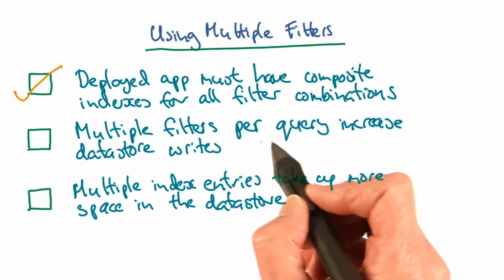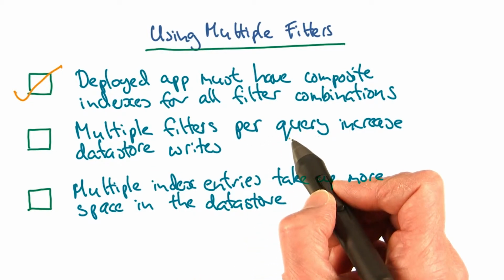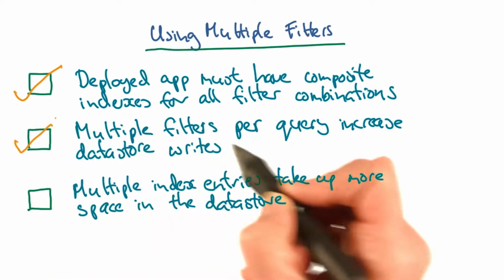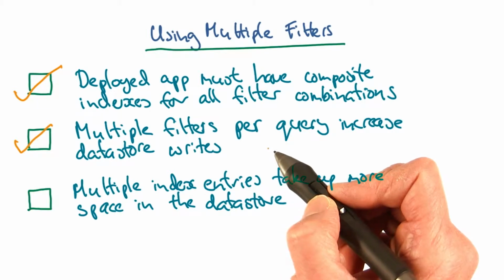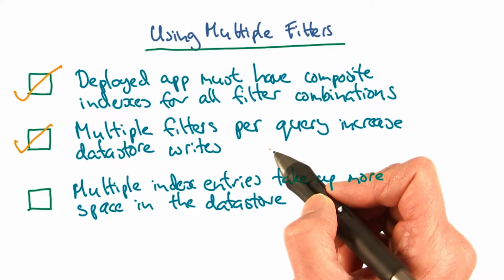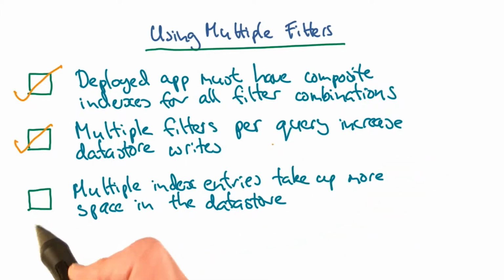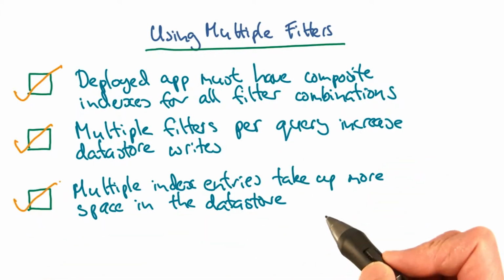Do multiple filters per query increase datastore writes? Definitely they do. So for the conference, every time you write an index entry, you have multiple writes every time you save the conference. And again, the more index entries you have, the more space they take up in the datastore.